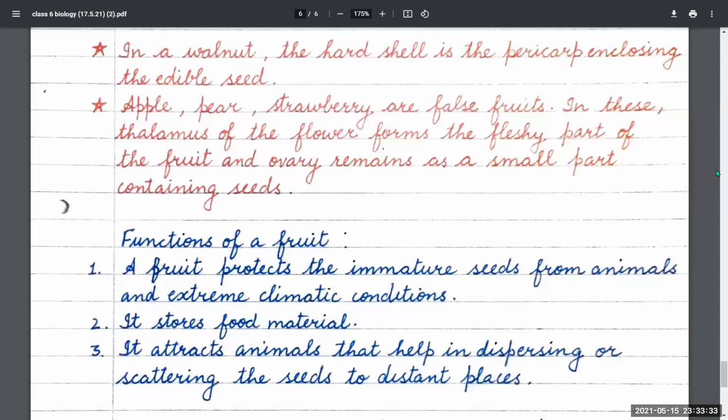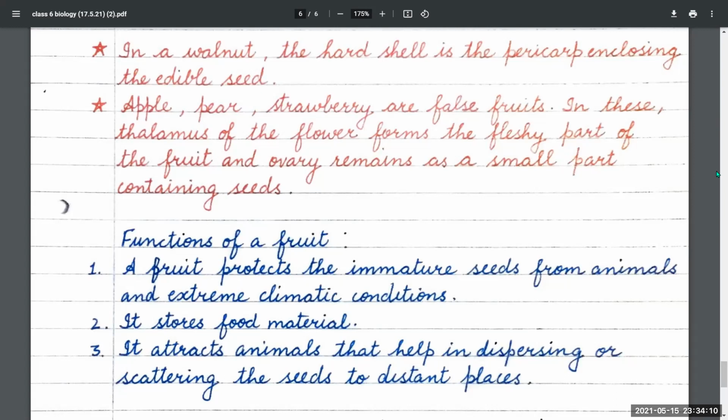Do you know, children, that in a walnut, the hard shell is the pericarp enclosing the edible seed, while apple, pear, strawberry are false fruits. In these, the thalamus of the flower forms the fleshy part of the fruit, and the ovary remains as a small part containing seeds.